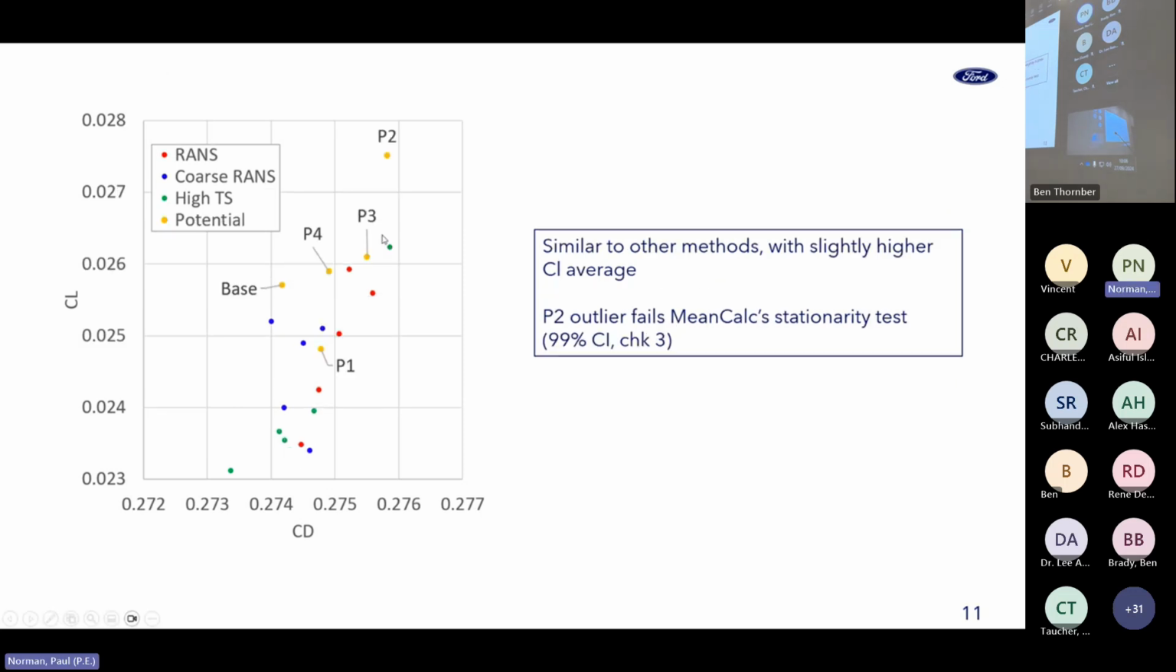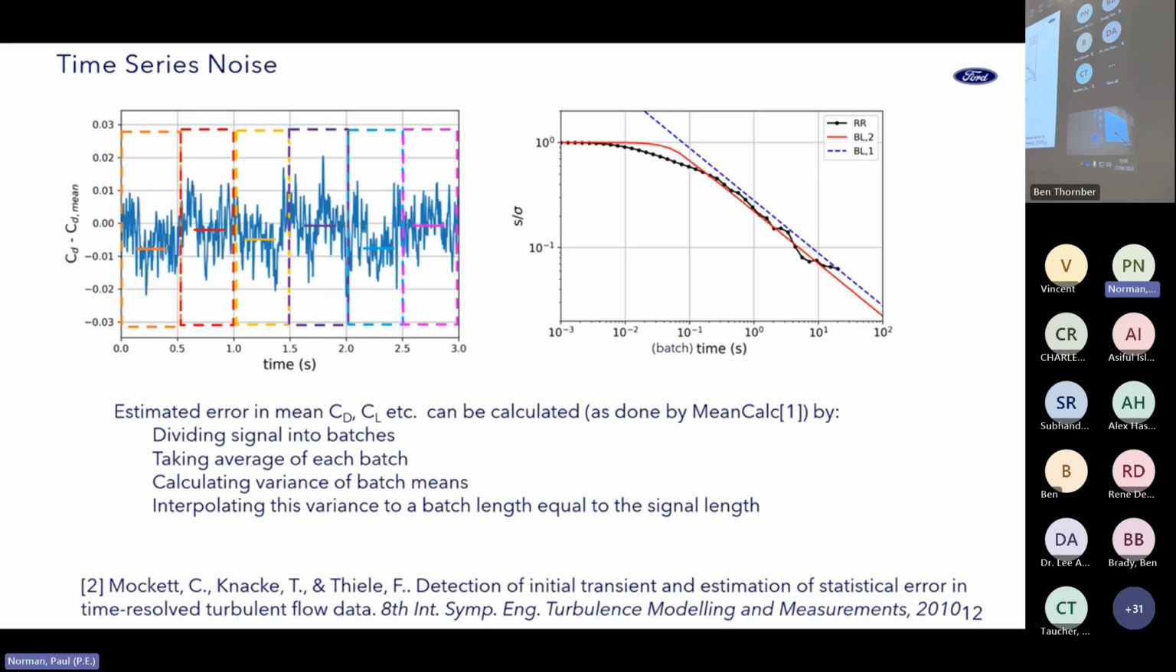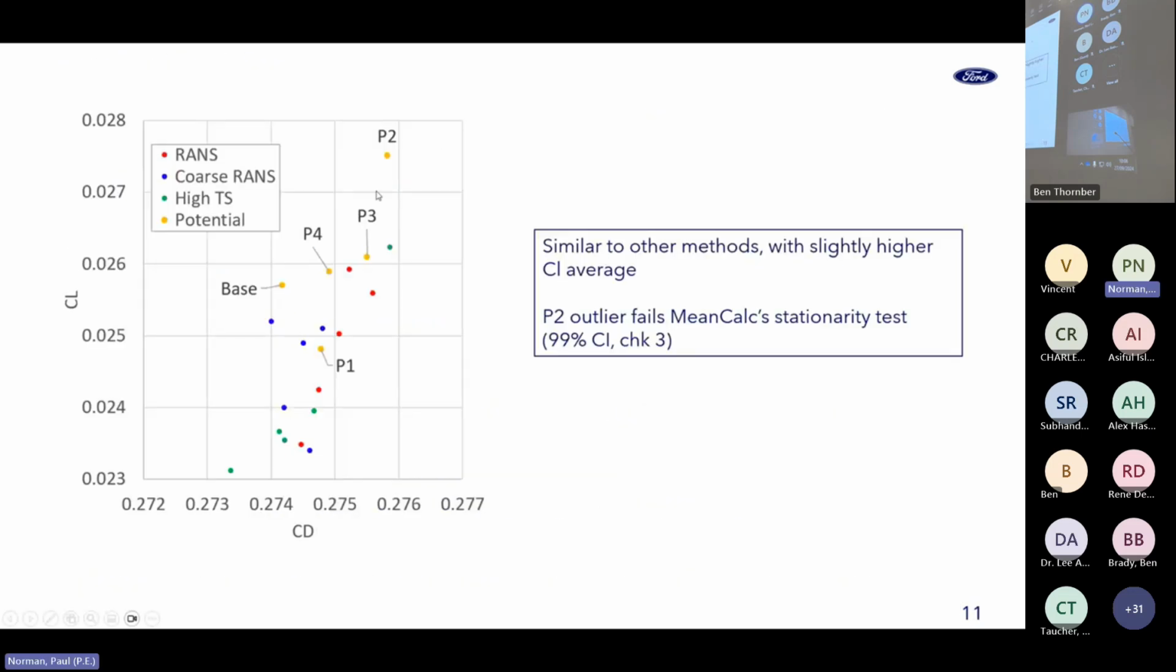And finally, putting the potential flow results on here, I would say not really different from the other ones, except for an outlier for one of the perturbations. Again, nothing really different about this simulation, other than the time series looks different. And again, this outlier fails the stationarity test, this time with a higher confidence interval. So next we'll talk about whether we could explain the scatter due to purely time series noise or whether it's actually due to the changes in initialization.